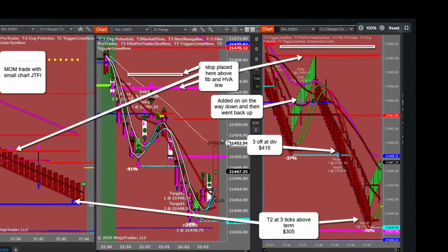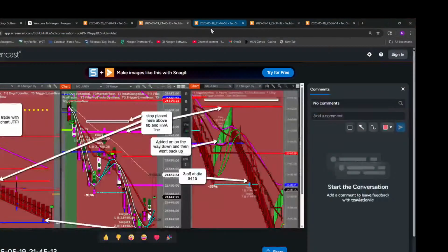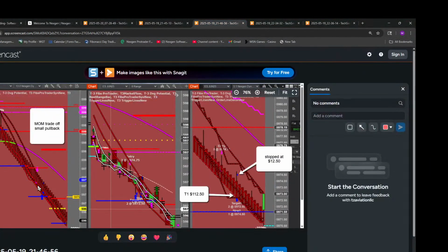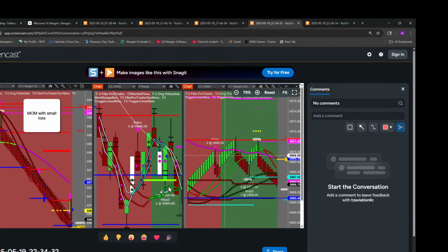Thank you. But you guys will see that as you begin to add these outer bands into your work zones, very often they can behave as resistance, and when there's an HVA line there and everything's going down, it's great trading by Wayne. Everything says down, he goes down with it. Easy money.